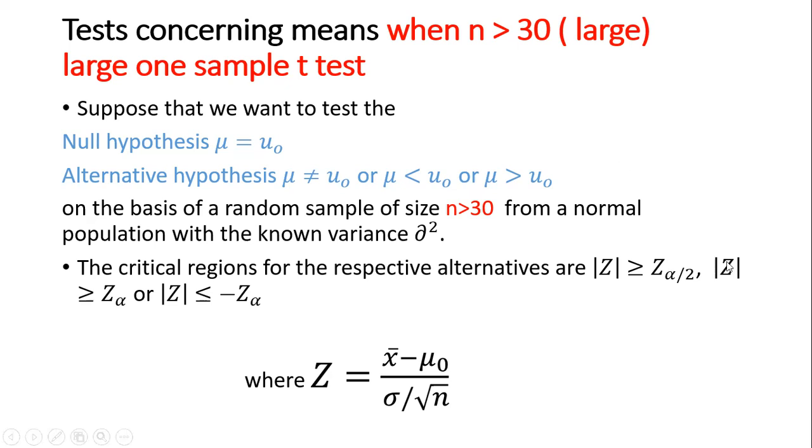So it's a two-tailed test, and we use this one as the critical region. But if our alternative is that mu is less than mu naught, we use this one. Then if mu is greater than mu naught, we use Z alpha. And of course, when the sample size is large, our test statistic becomes x bar minus the hypothesized mean, over the standard deviation over root n. Is that okay? Are you understanding?